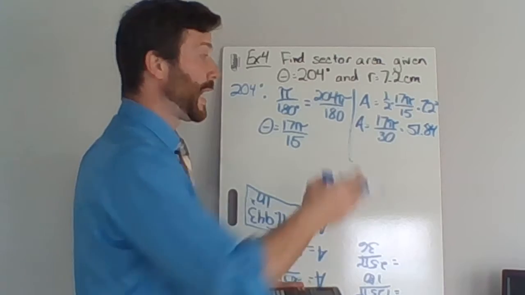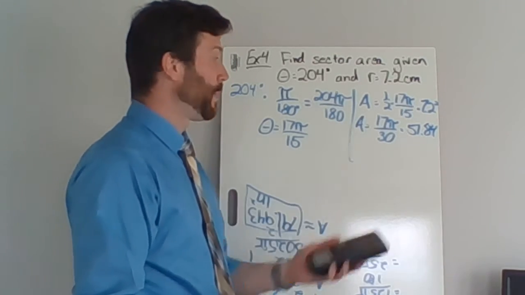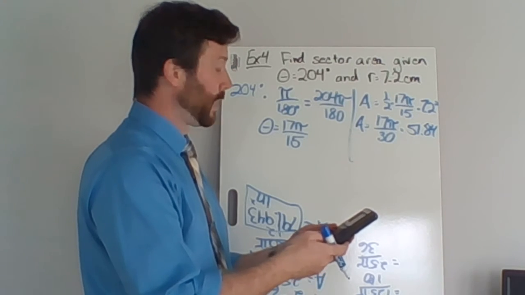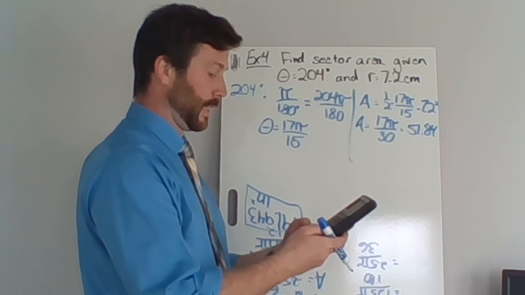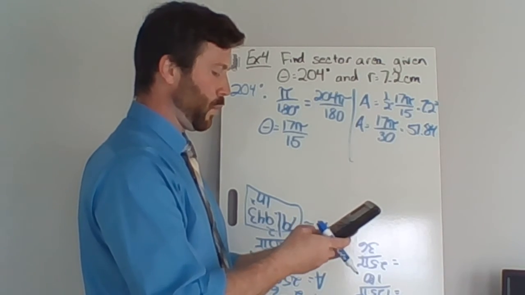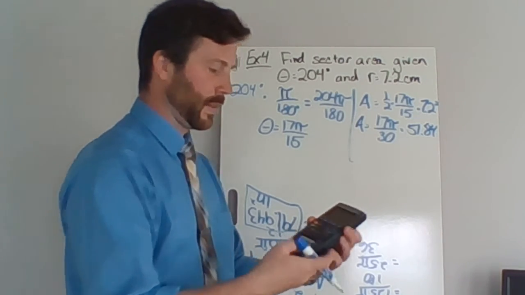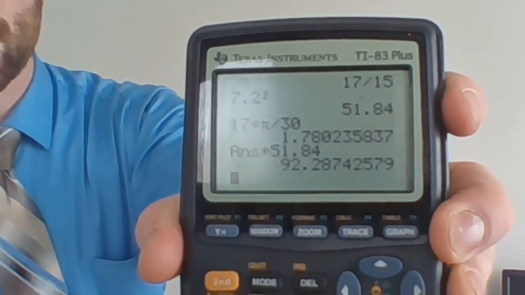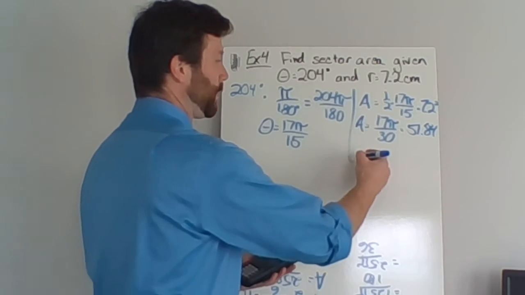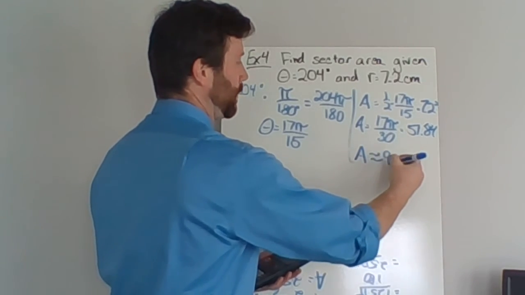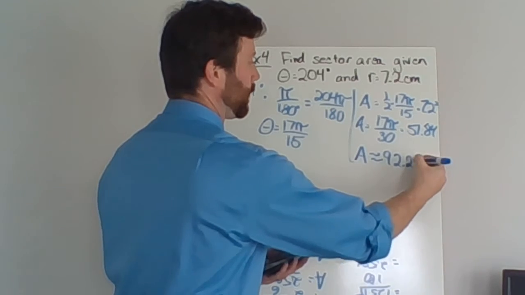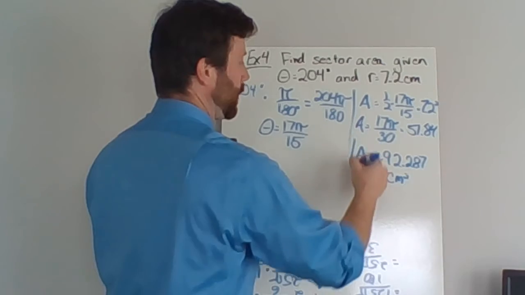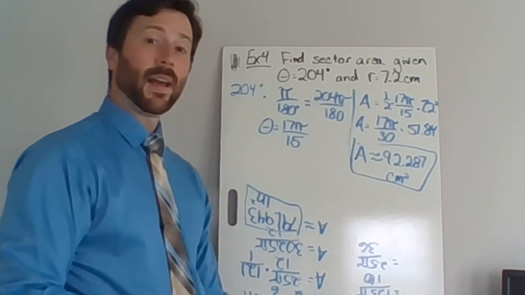Okay, so now I'll take that, take it to the calculator one more time, and get an approximation. So 17 times pi divided by 30 times 51.84. And we get about 92.287. And that is square centimeters. Okay, and there we go.